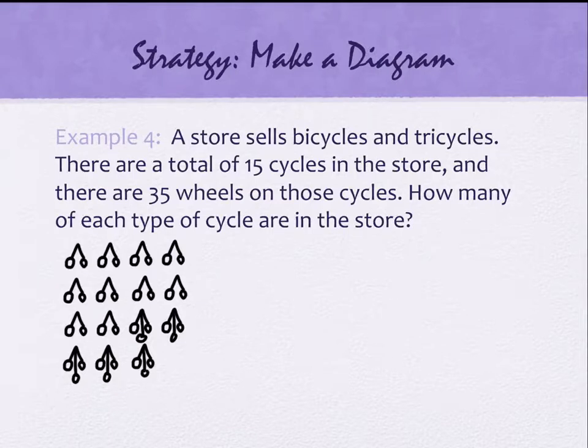What's the answer to the question? 5 tricycles and 10 bicycles. It's clever, right? It's pretty straightforward, but it's probably not what you thought of. And you know why? Because you've had more math to think of it differently. But this is an example of how you could do this problem with a diagram.